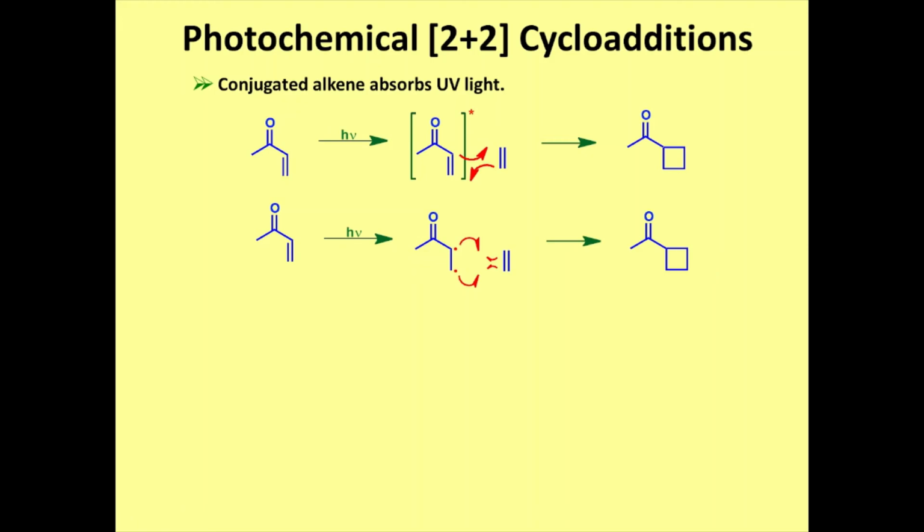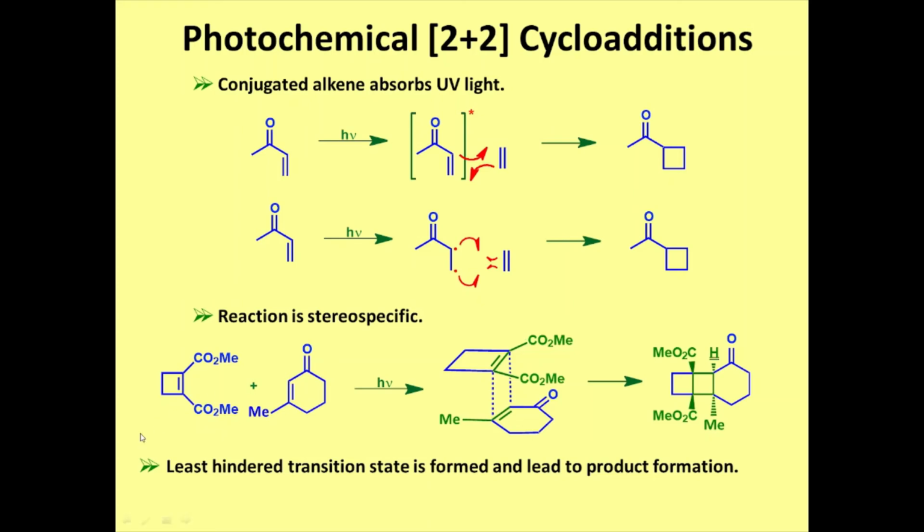Another very important point for this kind of reaction is that these reactions are stereospecific. As an example, you can see here a cyclobutene substituted with two methyl ester functional groups reacting with an alpha-beta unsaturated carbonyl compound substituted with a methyl group at the 4 position. When it reacts under photochemical irradiation, the reaction proceeds this way, giving us a fused tricyclic ring structure, a 4-4-6 fused ring structure.